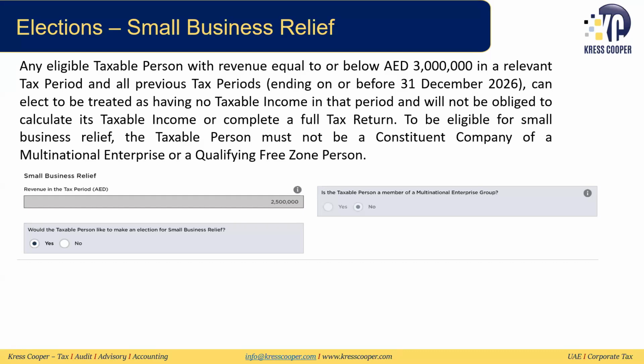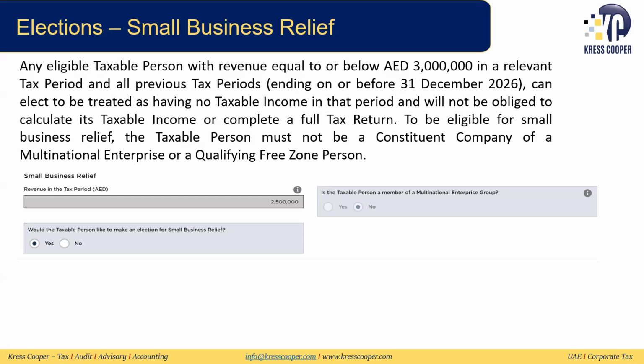Again, this relief is only available at the moment till 31st December 2026. We don't know if maybe FTA will extend this for a shorter period of time as well, or it will end at 31st December 2026, but this is where it is available till now.